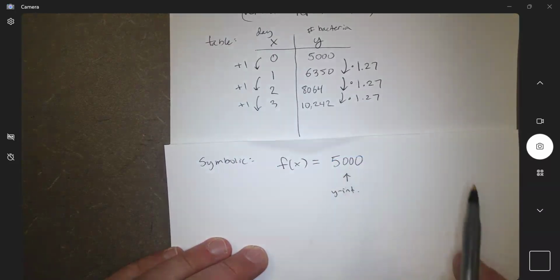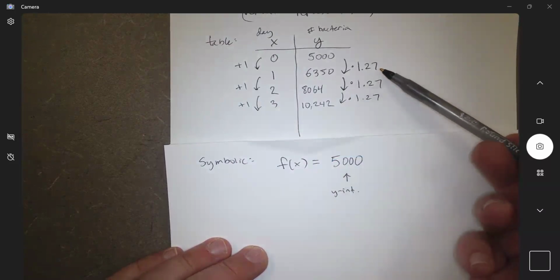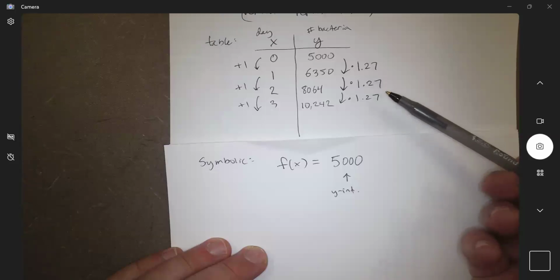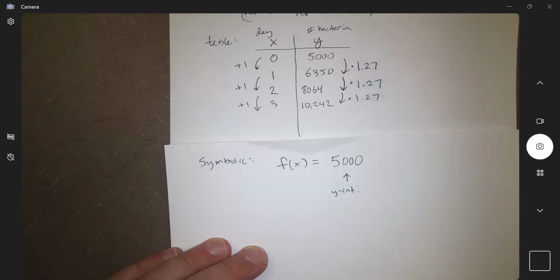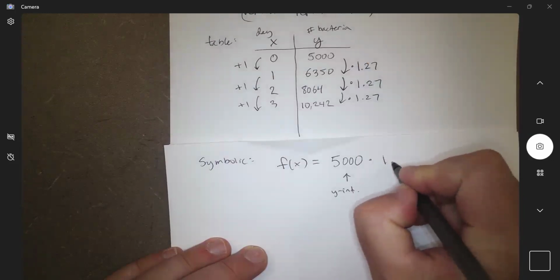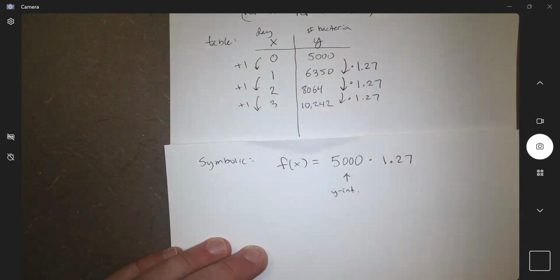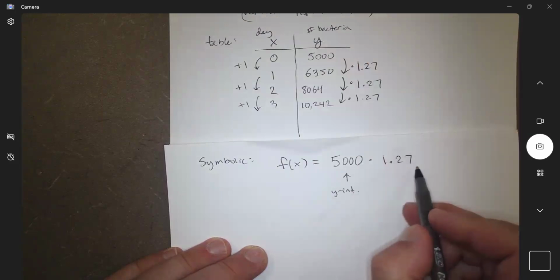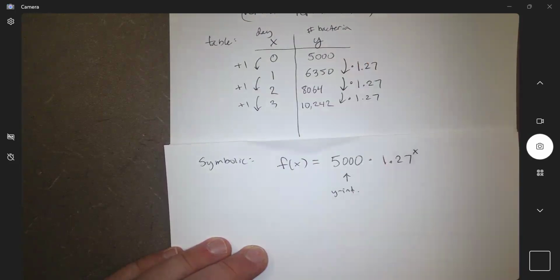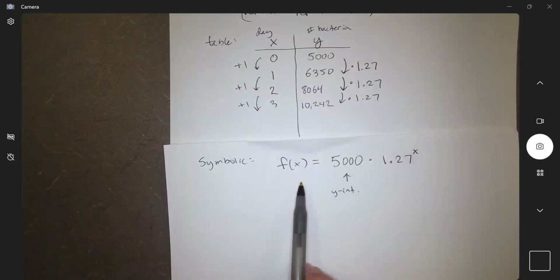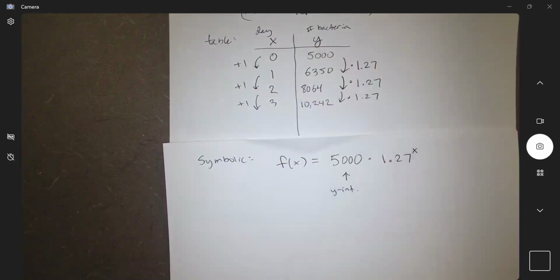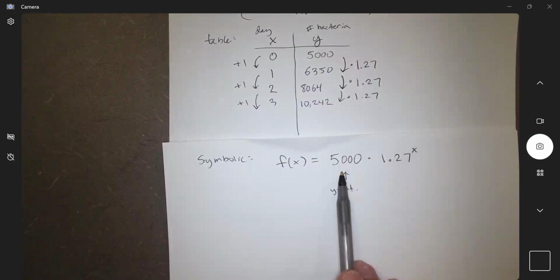And what happens every time x increases by 1? It goes up 27%. Yep, but let's put it in a mathematical operation sense. There we go. We multiply it by 1.27 for every single step. That's repeated multiplication, which is an exponential. And this is what an exponential function looks like with a formula. You have your starting value.